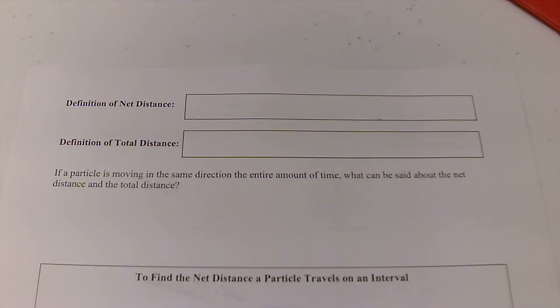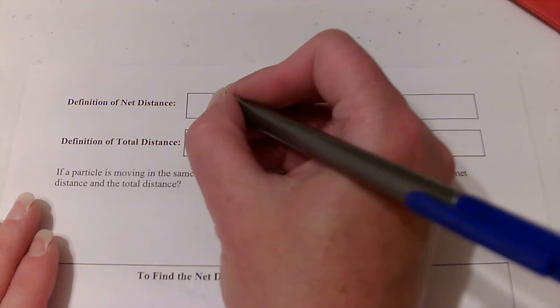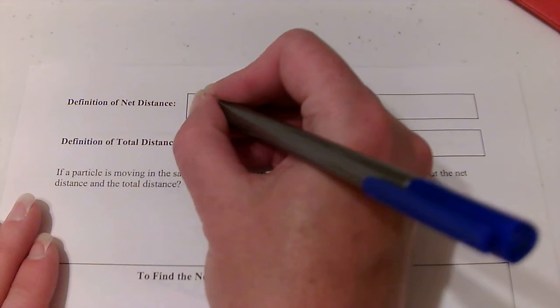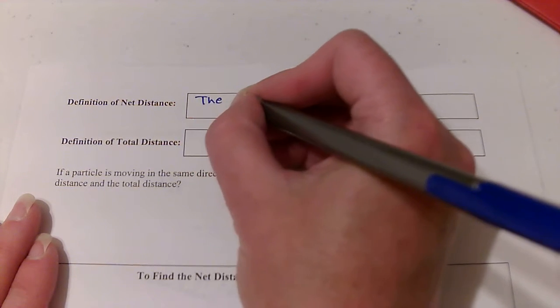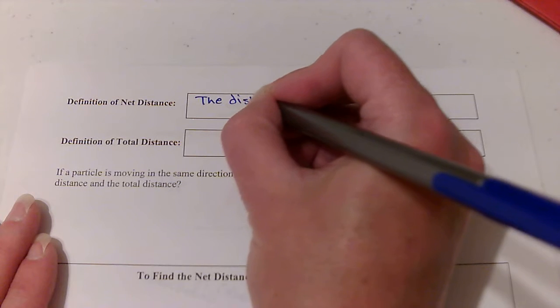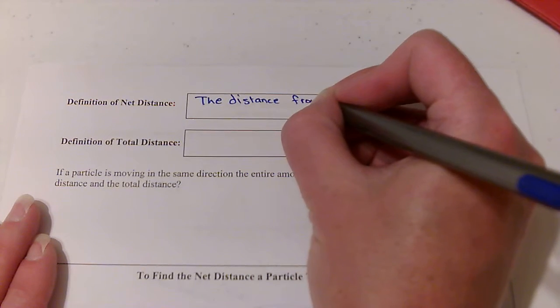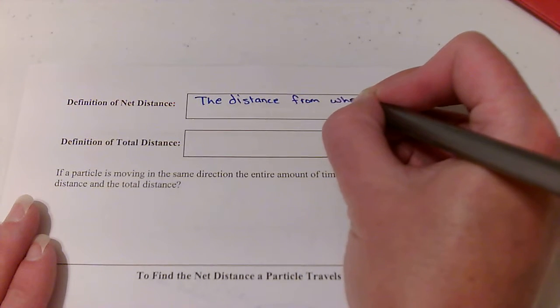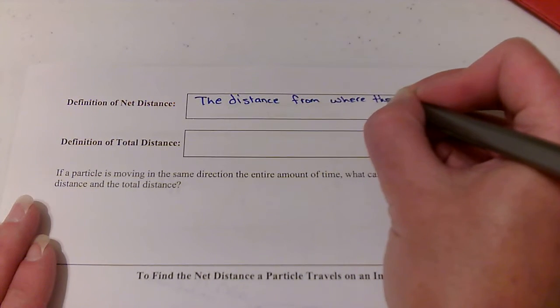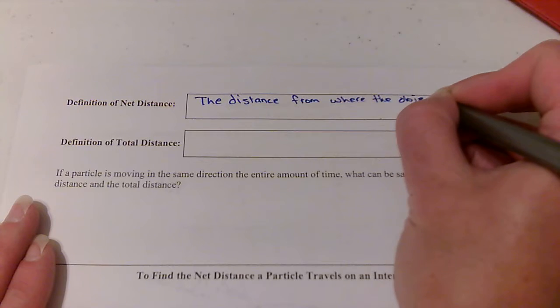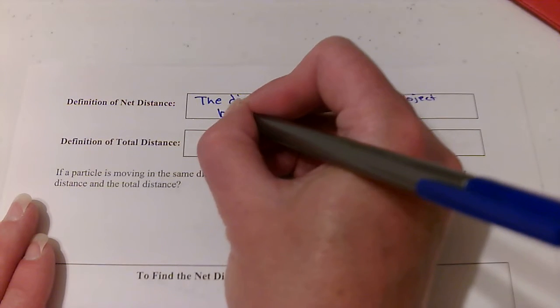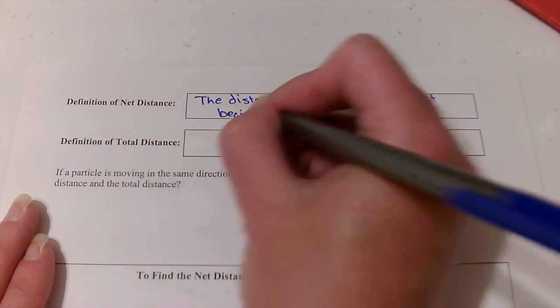Now we're going to define a couple of new things. Net distance and total distance. The net distance is the distance from where the object begins and where it ends.